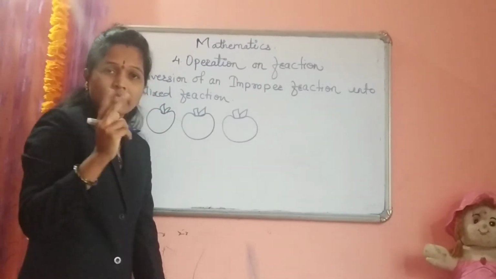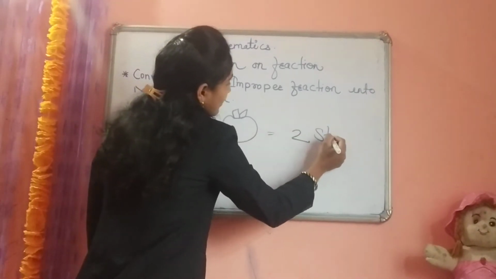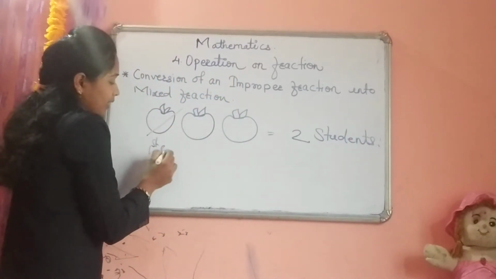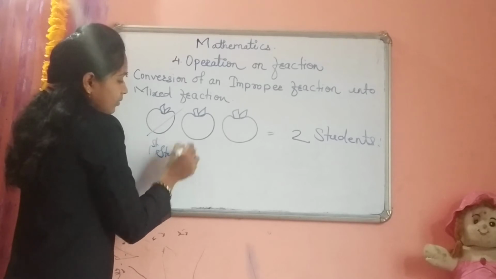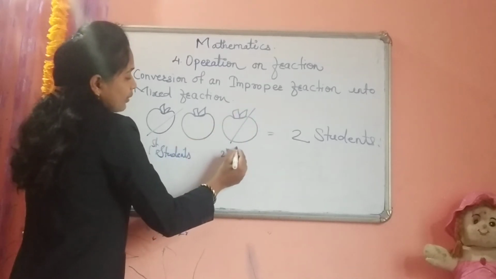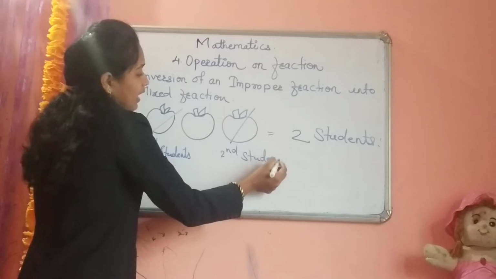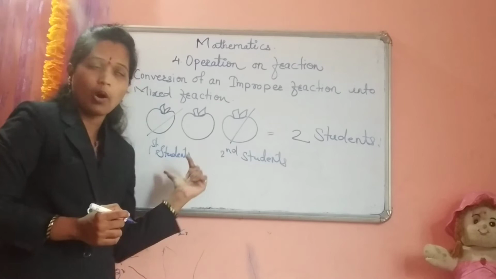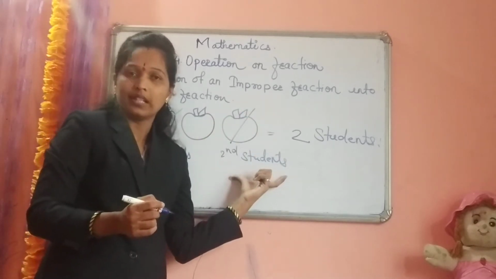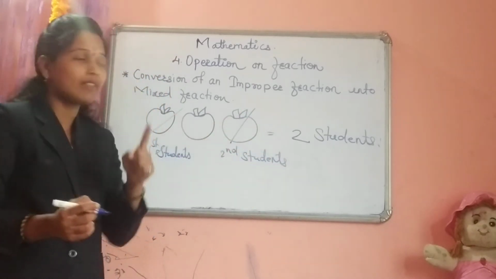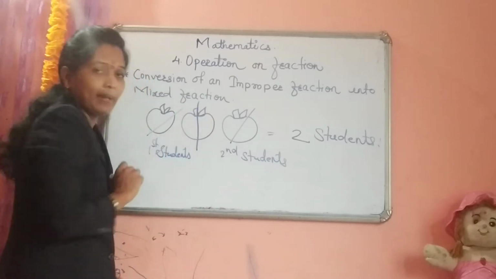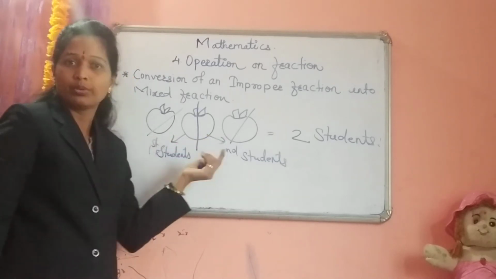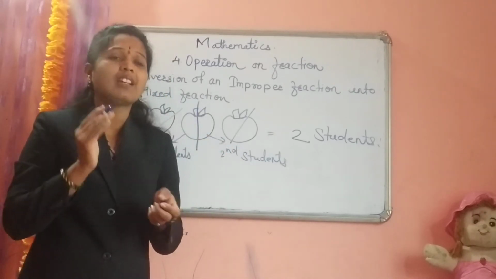So what can we do? 3 apples and 2 students are there. So we can give 1 apple to the first student, and this apple to the second student. Okay, and the remaining 1 apple is there. We can make half of that remaining apple. Okay, one half part I can give to this student and the remaining half part I can give to the other student. It means we can divide the number properly.